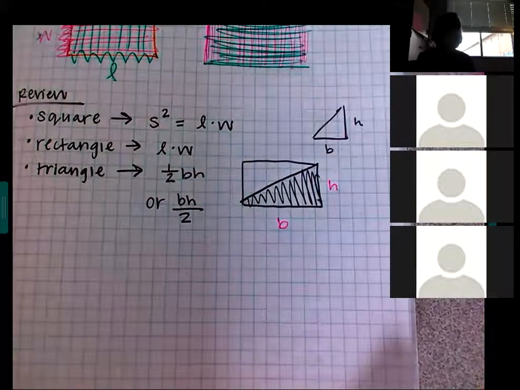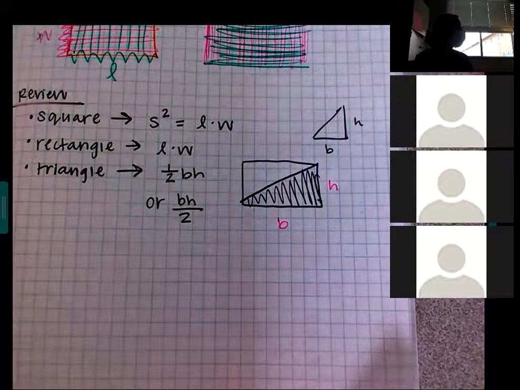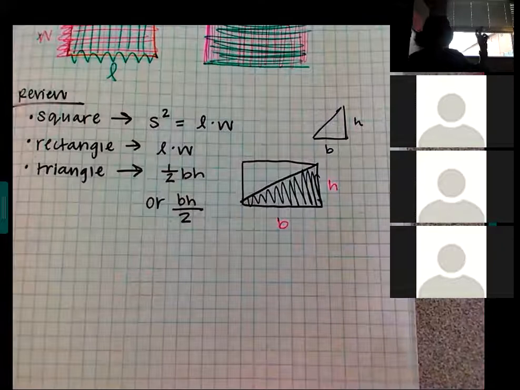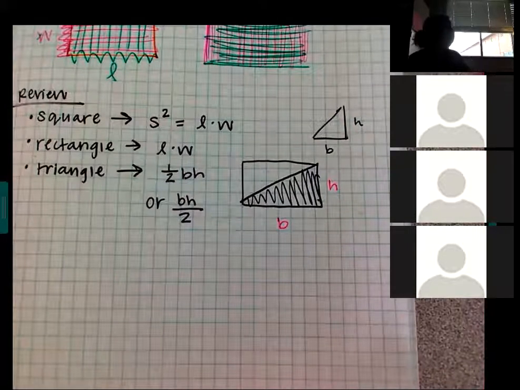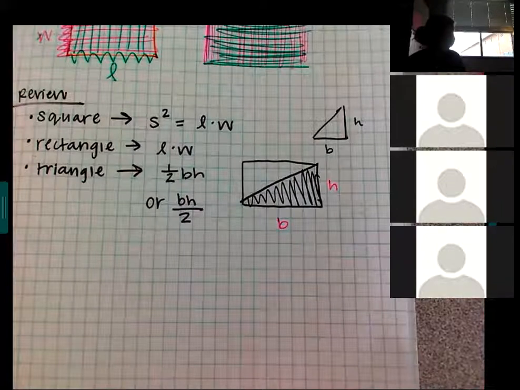We're just going to do examples. For real. If you can find perimeter and area, you can do all of these word problems I'm about to give you. All right? It's really not that bad, I promise.